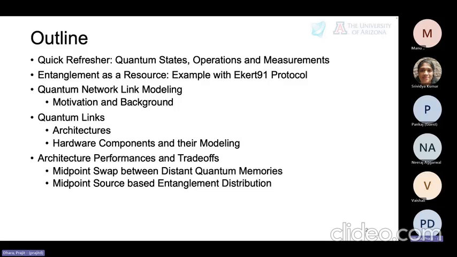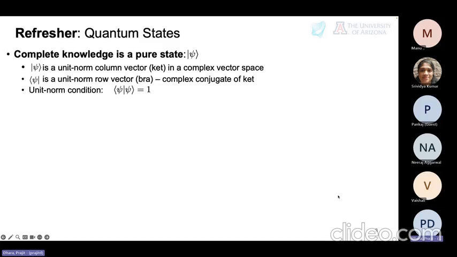And then I'll move to the bulk of my talk, where I'll talk about quantum network link modeling: what quantum links look like, what their architectures are, what hardware components go in them, and how we actually go ahead and build their models. And finally, I'll give a very brief overview of some architecture performances and trade-offs for some practical quantum links that we have been thinking about at our center, and also that people have been doing experiments on throughout the world. So without further ado, I'll just stick to this.